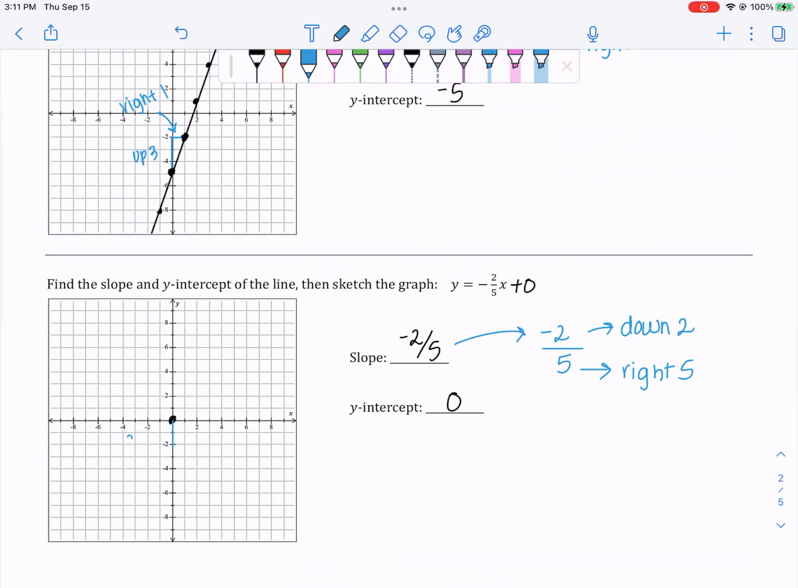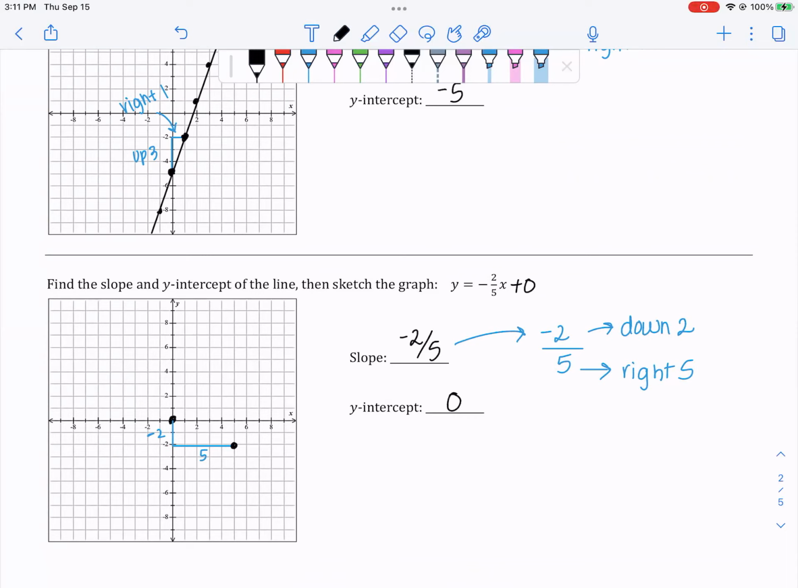Okay. I'm just going to write -2, down 2, right 5, plot another point, and bam, you got yourself everything you need to draw a line because you only need 2 points to draw a line. I like to draw additional points. Like I said, it makes it easier for me to draw, especially by hand.